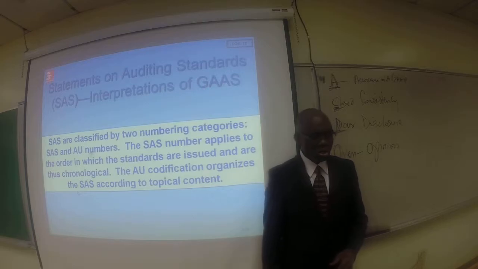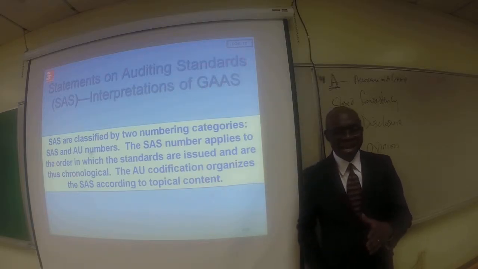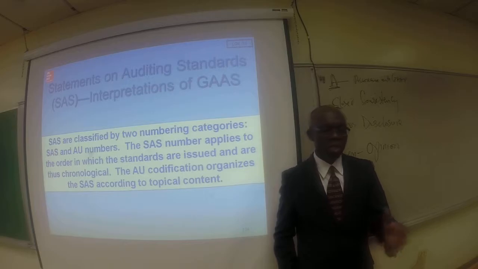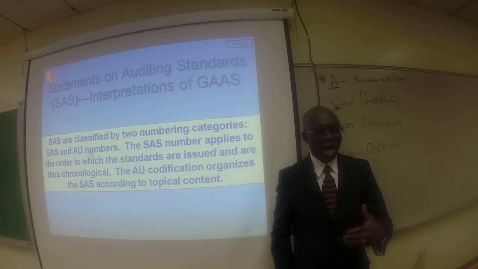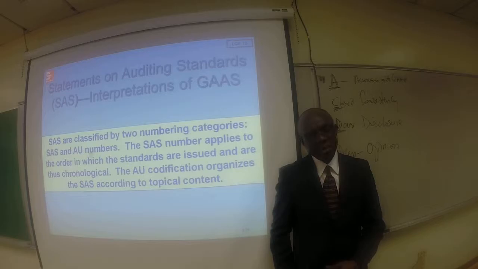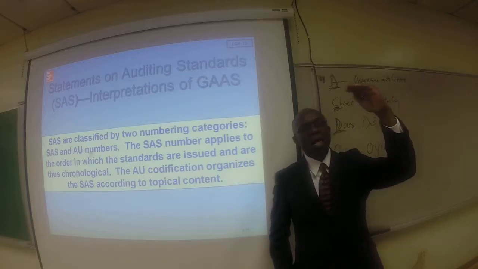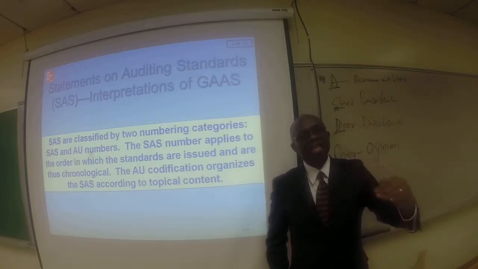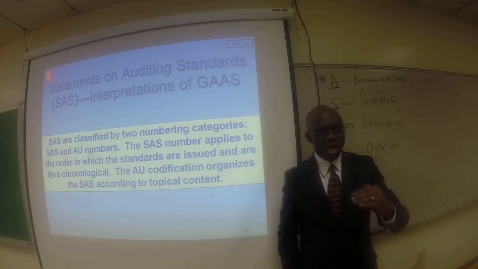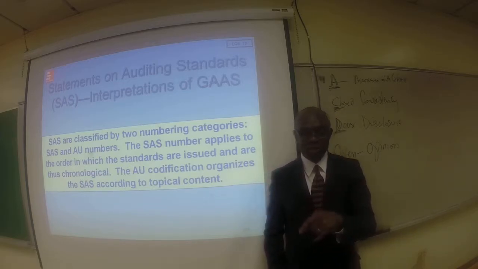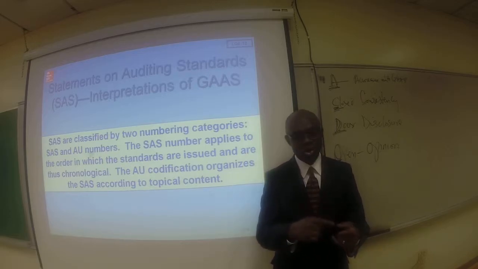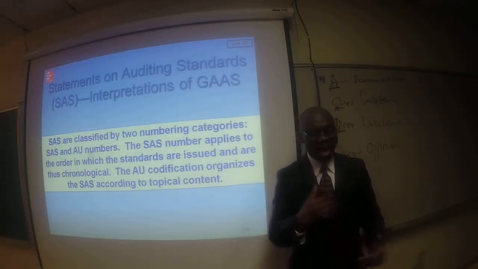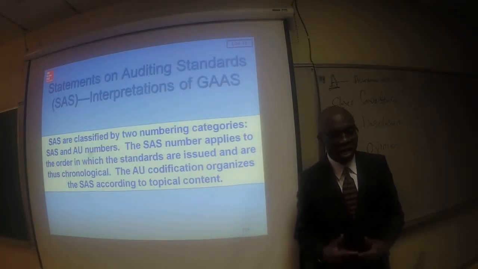So moving along, we said that SAS are classified by two numbering categories, SAS and AU numbers. The SAS number applies to the order in which the standards are issued and is thus chronological. What does that mean? In other words, they are numbered according to when they were issued. So they are in chronological order. The AU codification, however, organizes SAS according to topical content. So those are organized by topical content.